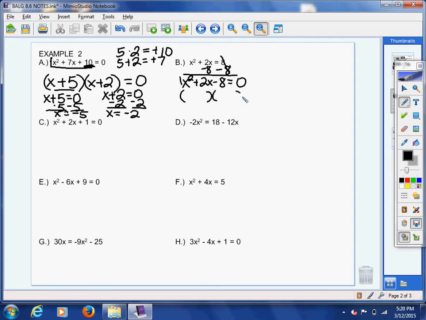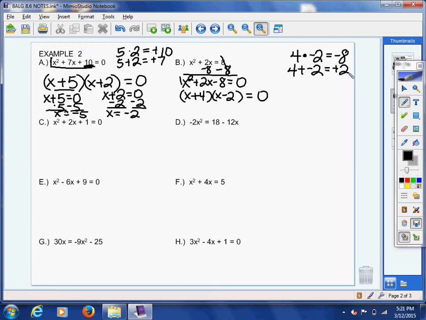So we can just create our two quantities there. Okay, so we're looking for factors of negative 8 that add up to be positive 2. Hopefully you're seeing in your head positive 4 and negative 2. We know that 4 times negative 2 is negative 8. We also know that 4 plus negative 2 is positive 2. That's exactly what we need.